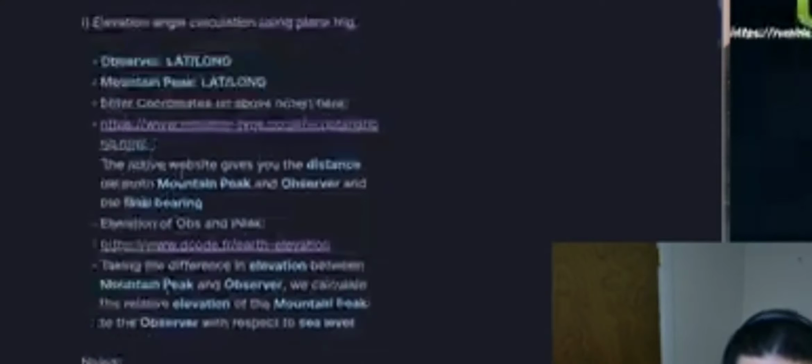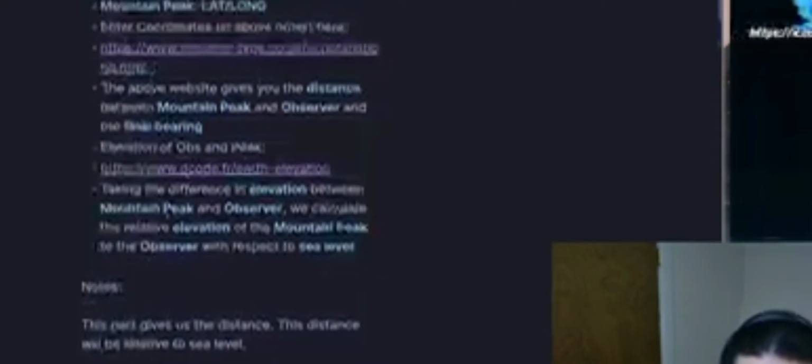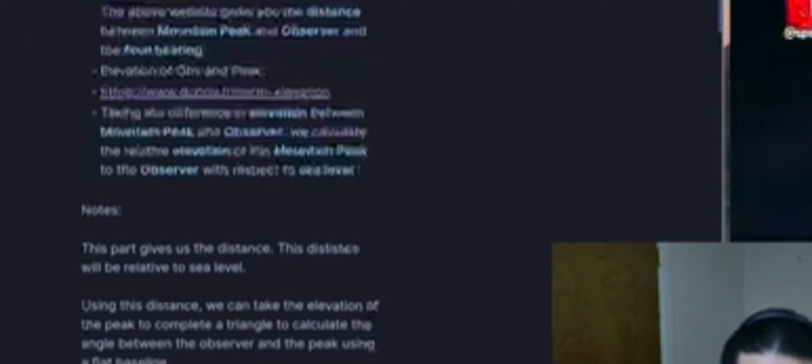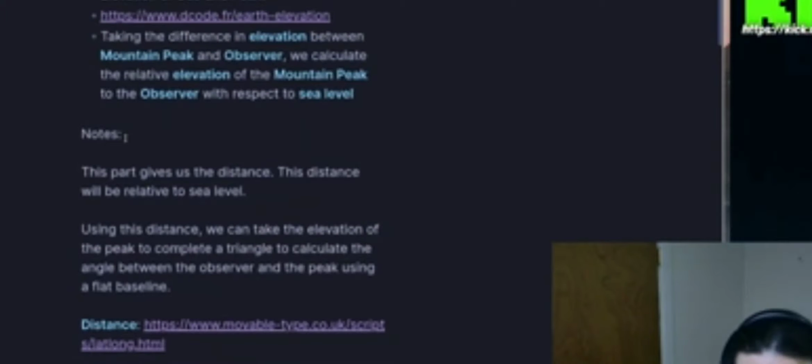The distance and the final bearing, you're going to take that over, save all that, and write it down. And then the next thing you're going to need is, once you have your elevations, you can take the difference of those. Okay, so we should be able to move on now.